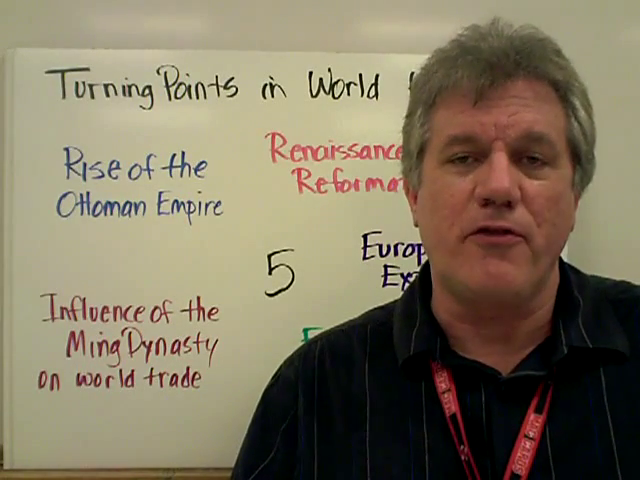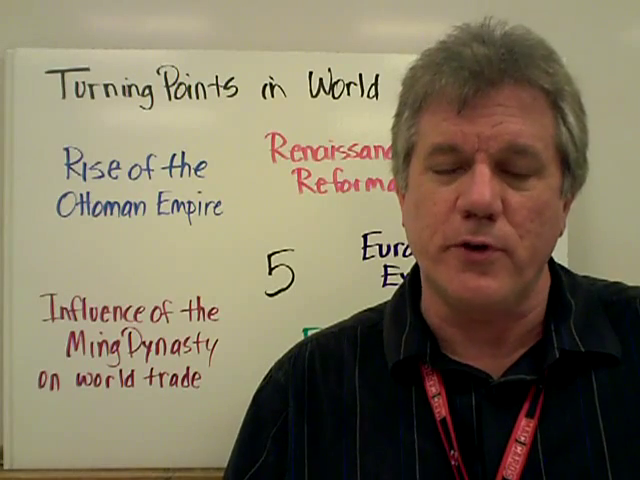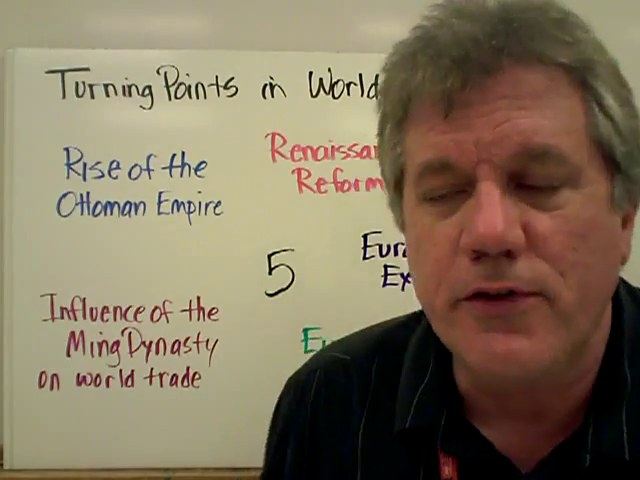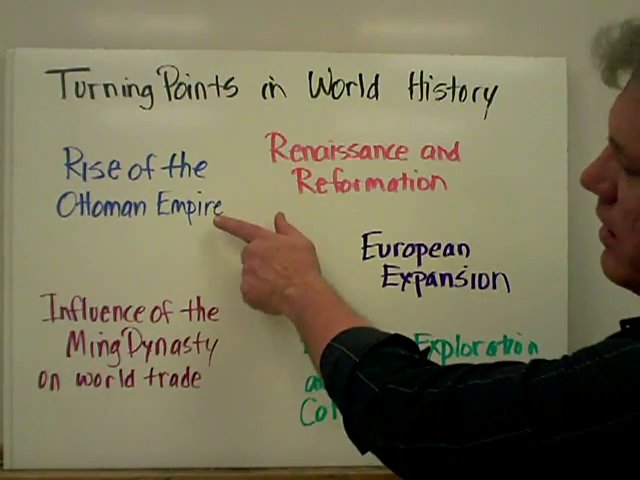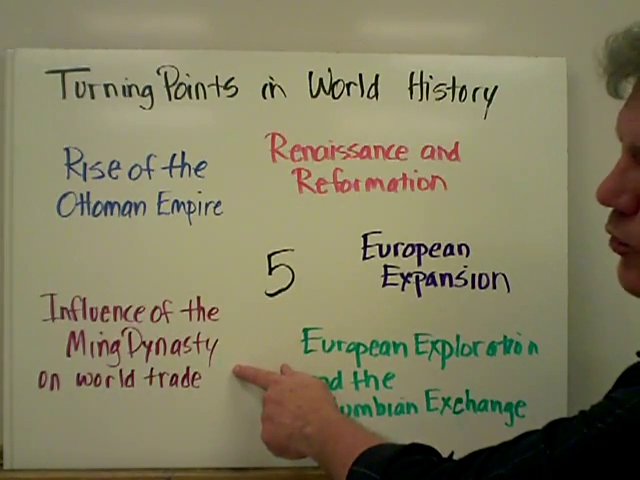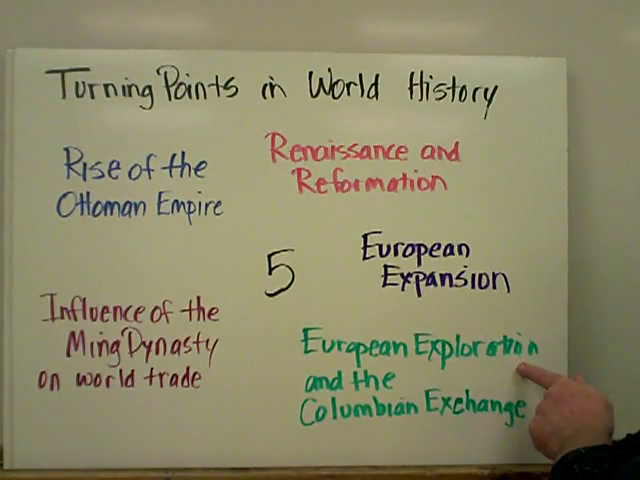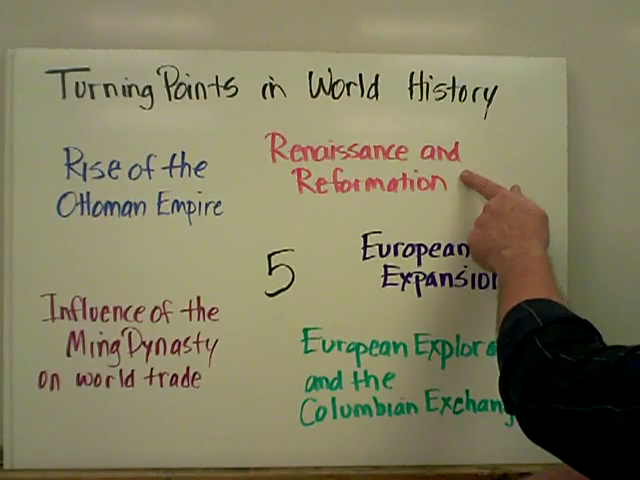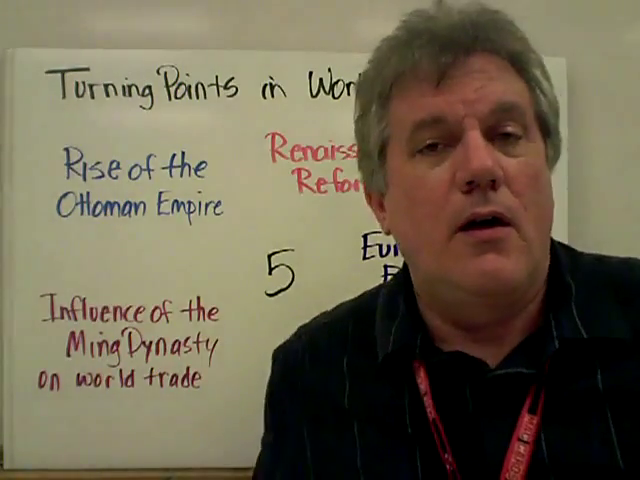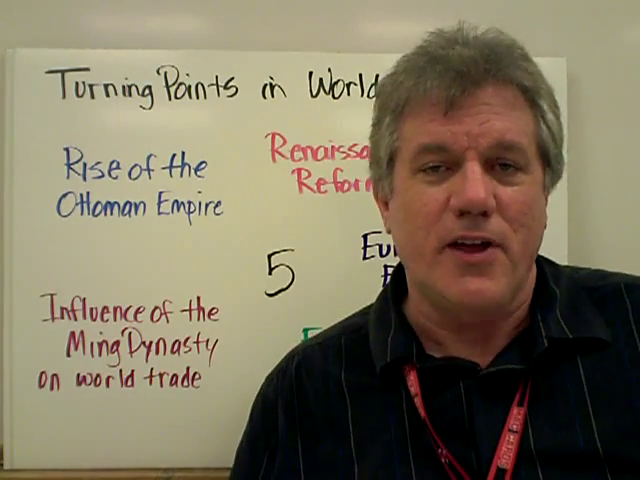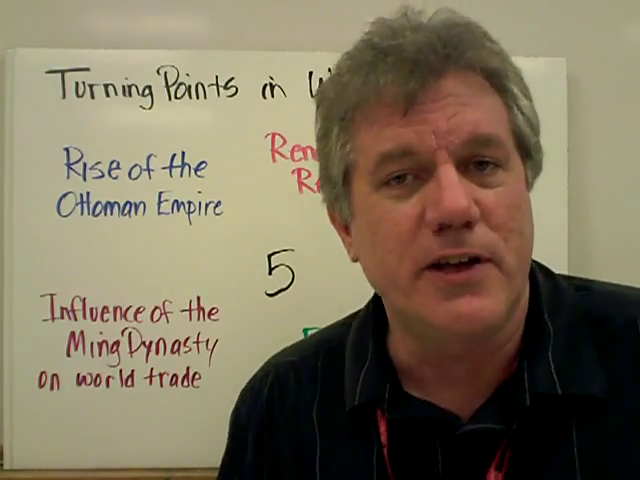Today we're going to talk about 5 important turning points in world history that occurred between 1450 and 1750 AD. These 5 turning points are the rise of the Ottoman Empire, the influence of the Ming Dynasty on world trade, European exploration and the Columbian Exchange, a period of European expansion, and the Renaissance and Reformation. As you can see, this was a very busy time in world history, and many of these events had a lot to do with the way that we live today.